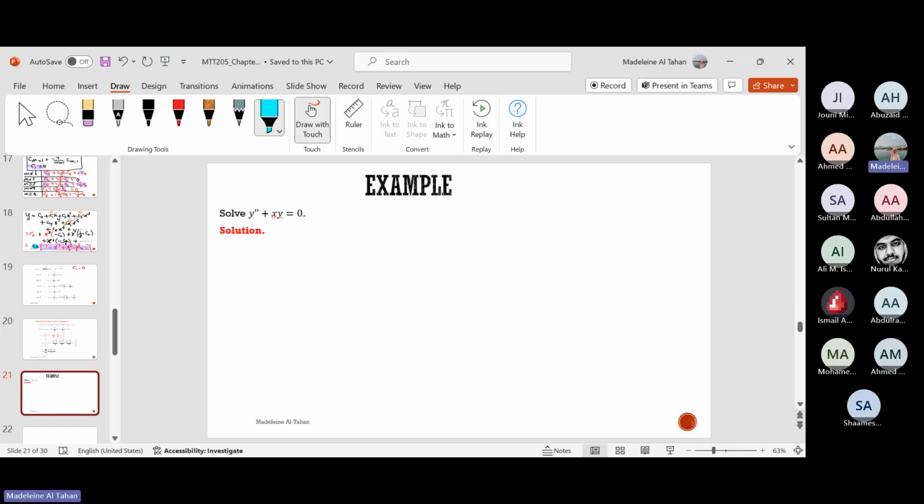Okay, miss. Let's look at this example now. What's the order? 2. Second order. So we are expecting to get two series solutions. It means that in the recurrence relation, we'll find everything in terms of C0 and C1, right, miss? But first, in order to use the series solution, is X equals 0 ordinary or singular?